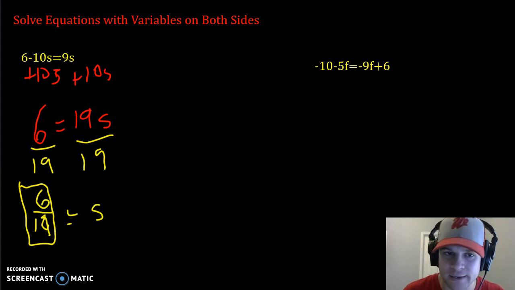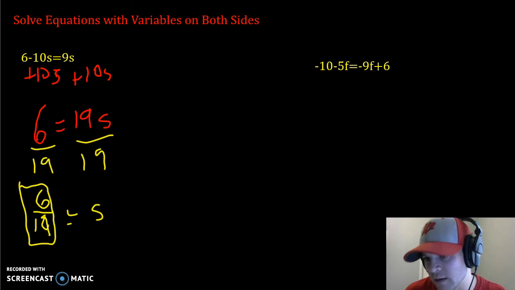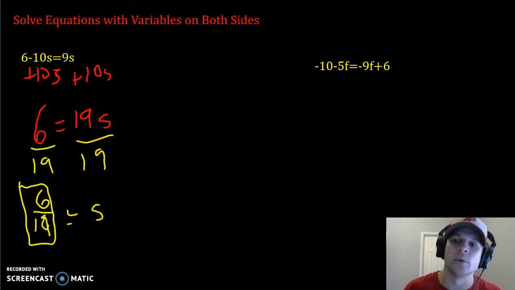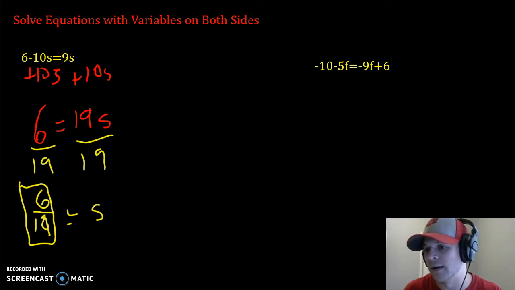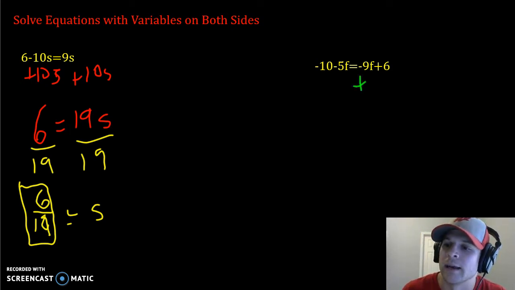Over here on the right-hand side, we've got negative 10 minus 5f equals negative 9f plus 6. Again, the first thing we're going to do is make sure that all of our variables are together on one side of the equation. I'm going to move the negative 9f over to the left. Again, you can move the negative 5f over to the right, but this is going to help get rid of the negative variable. It's just one less step to do at the end. So I'm going to add 9f to both sides.